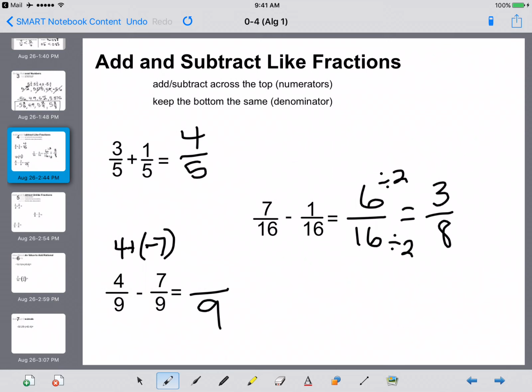The absolute value of negative 7 is bigger than 4, so our answer is going to be negative. Bigger number minus smaller number, 7 minus 4 is 3. So negative 3/9 is our answer there, and we can simplify that. 3 goes into both of their numbers, so what you do to the bottom, you do to the top, and we end up with negative 1/3.